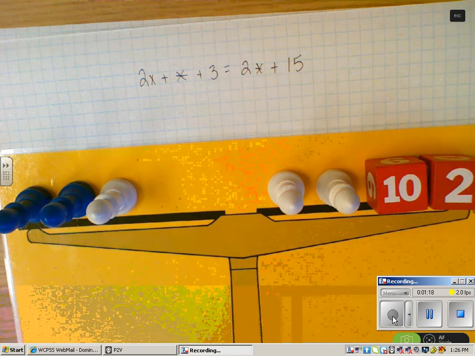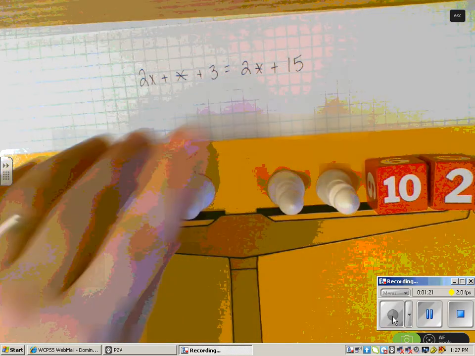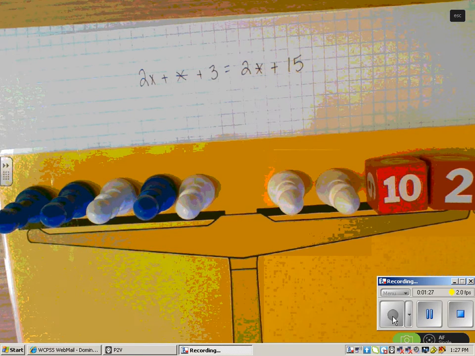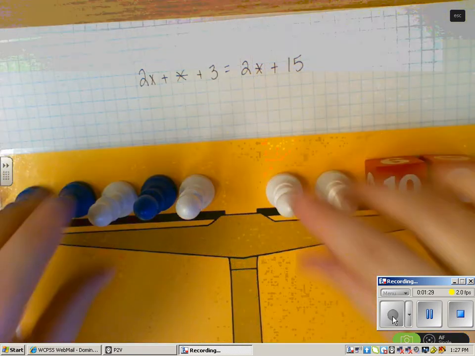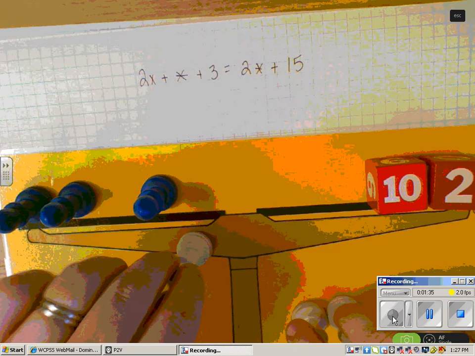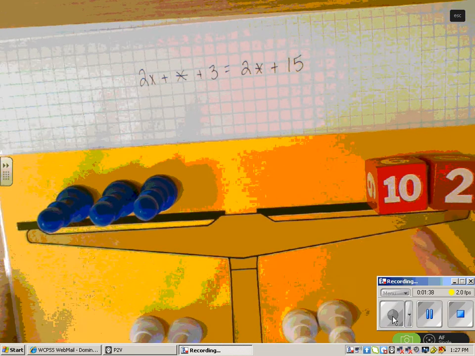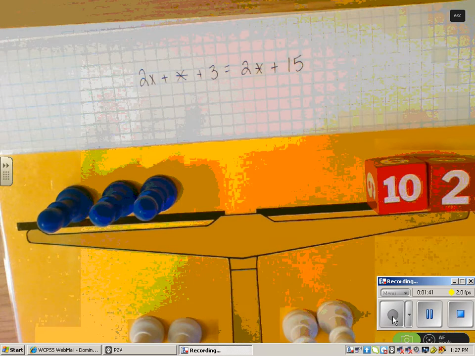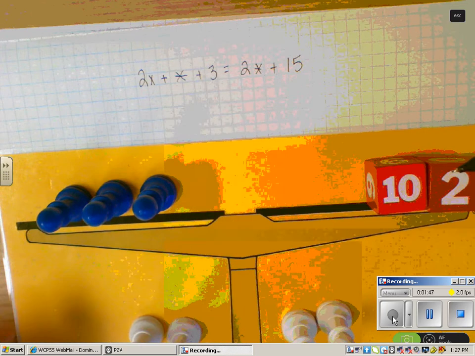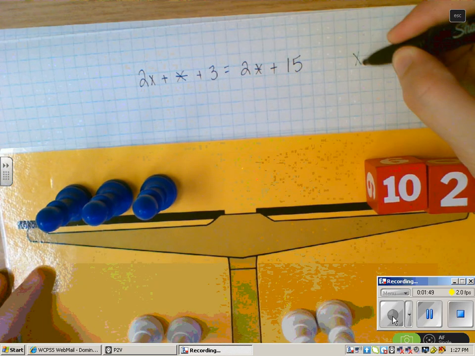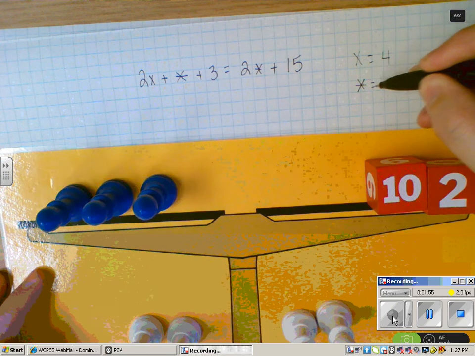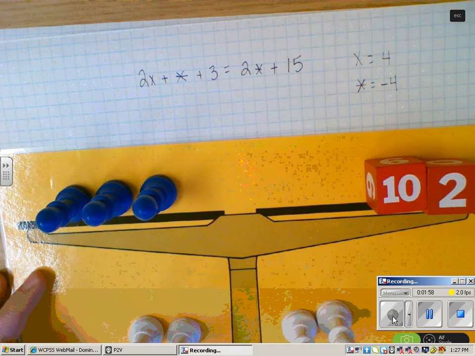The first thing I can do is add a 0 to the left side of my equation. When I add a 0 to the left side, I am then able to take away 2 stars from both sides. Now I have 2 stars on both sides and take them away, and I'm left with 3x equals 12. So 3x equals 12, and then 12 divided by 3 is x equals 4. And remember, if x is 4, then star must be negative 4.